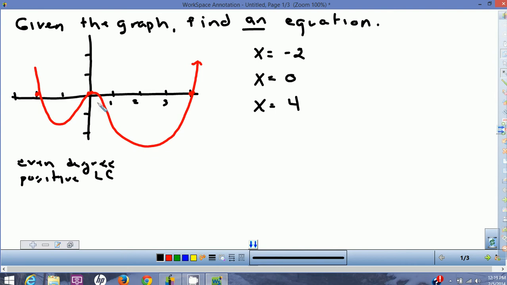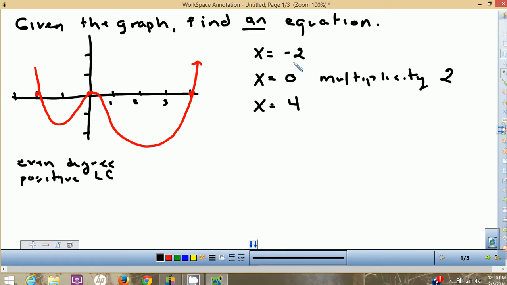Well, what does that tell me? It tells me it has an even multiplicity. So one of the possibilities is that it has a multiplicity of 2. Now, what else could it have? It could have a multiplicity of 4. It could have a multiplicity of 6. This 0 could have a multiplicity of 3 or 5. So remember, we're finding an equation, not the only possible equation.